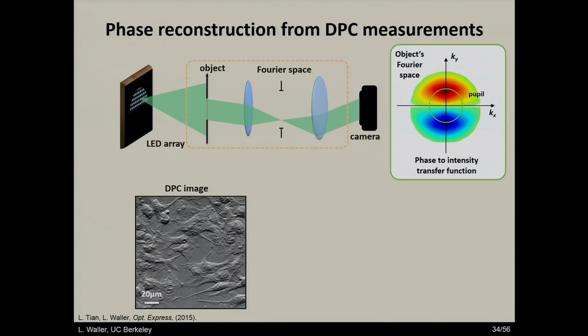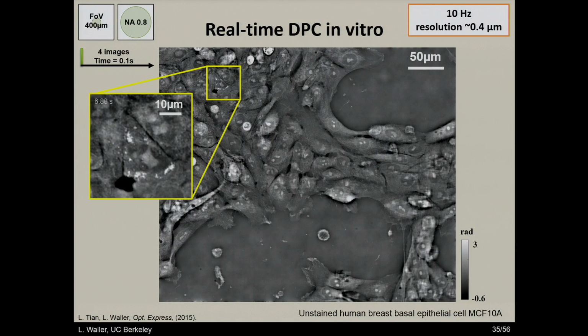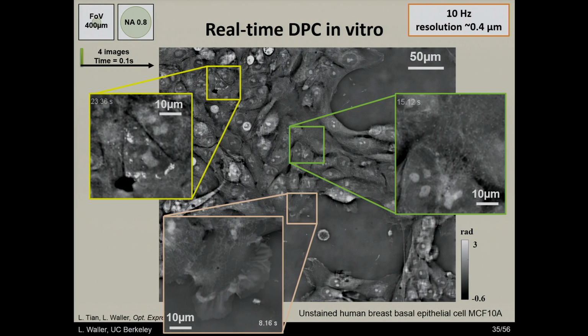So here's an example of this DPC image. It's just a simple Tikhonov regularized deconvolution with this transfer function, and we get back the phase. So this is a quantitative phase map. Since this just involves taking a couple of pictures, we can go left, right, left, right, and take, in this case, 10 hertz. In fact, we do left, right, top, bottom, just to be more stable. So we take 4 images per frame.